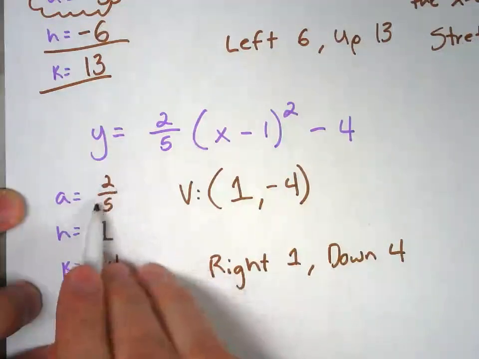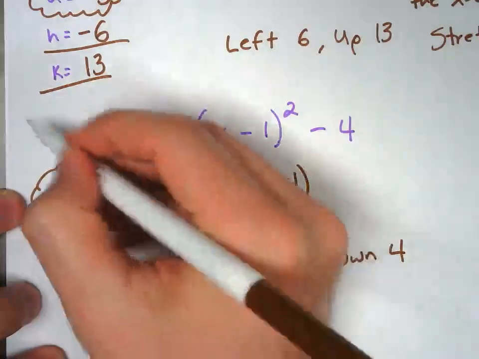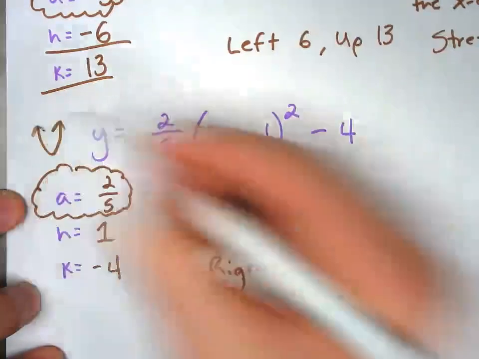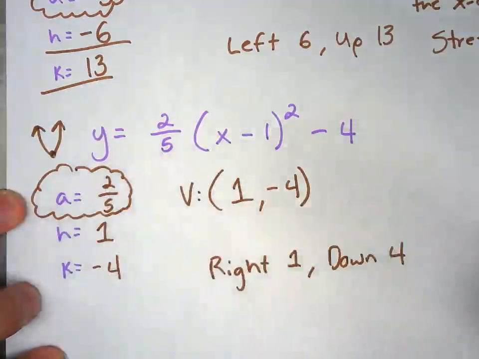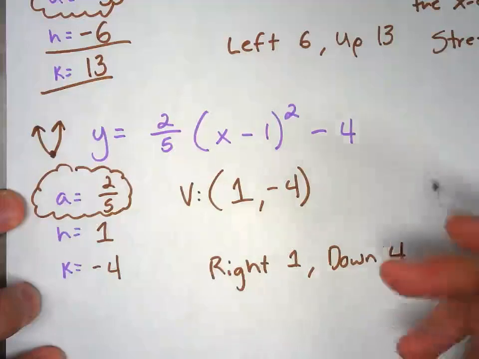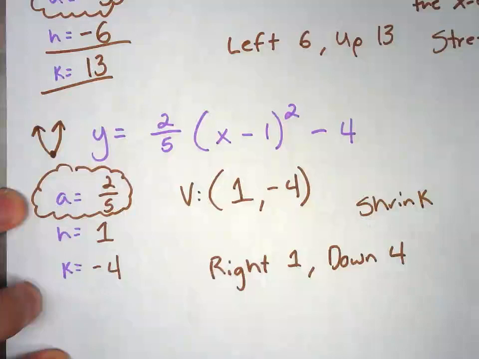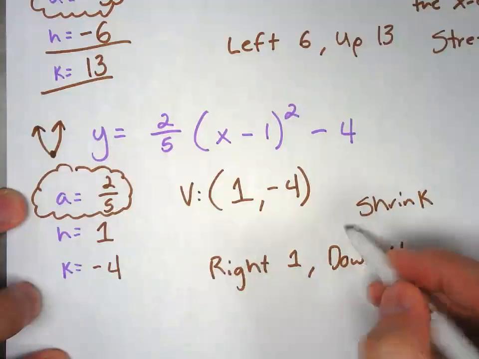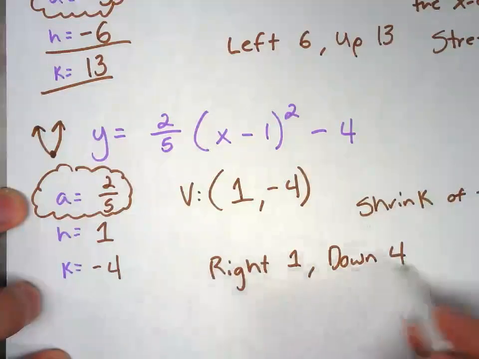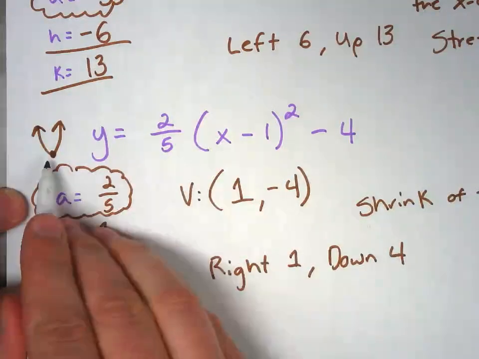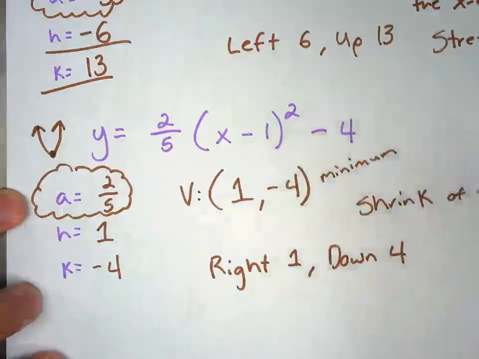And our A, is it positive or negative? It is a positive 2 over 5, so that means the graph will go up. So notice we have a vertex right there. 2 over 5 is a fraction. It's less than 1 but greater than 0, so it's going to shrink. Remember, we learned about that in the last video. So we have a shrink of 2 over 5. It's going to go right 1, down 4, and our vertex is at a max or min, and that is a minimum. A minimum. Good.